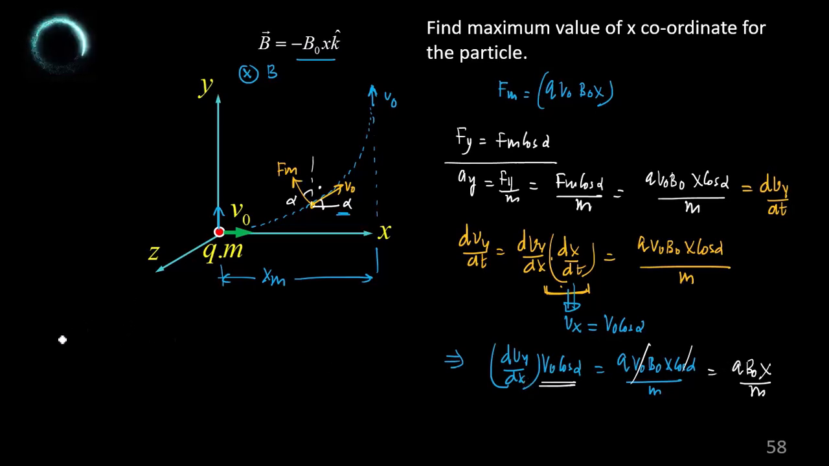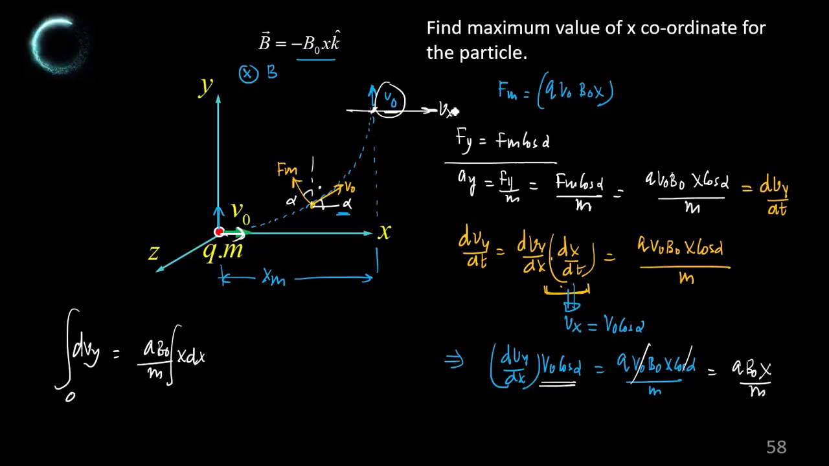Now I have to integrate it. So dvy should equal q into v naught divided by m, into x into dx. If I integrate it, starting velocity here, once it projects the particle, is only along the x direction, so velocity along the y direction is 0. It will bend until velocity becomes parallel to the y axis. That means only the v naught component will be there. At this point there is no component of vx, so vx should be equal to 0.